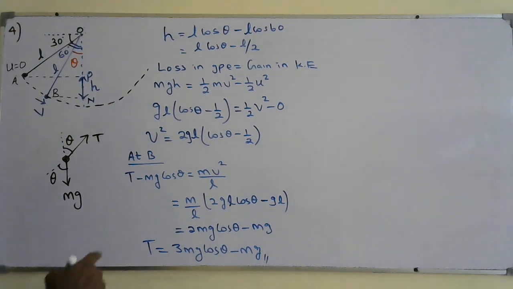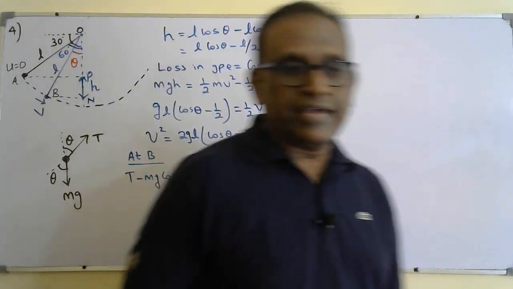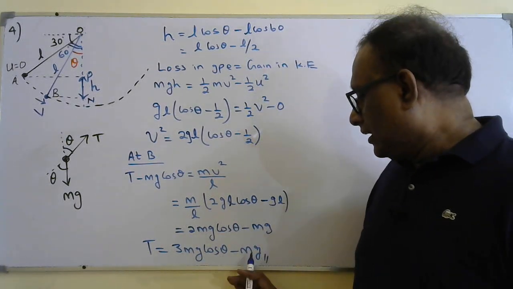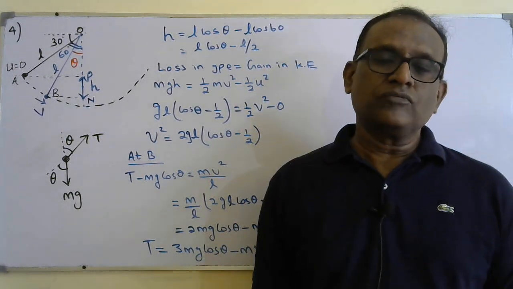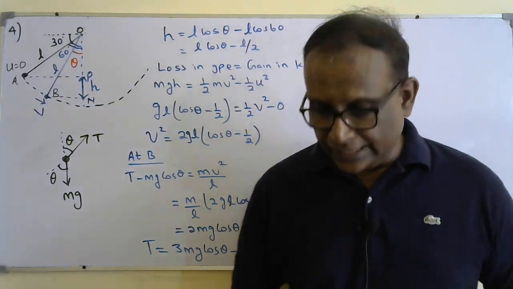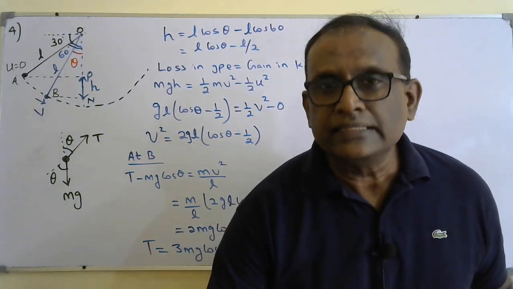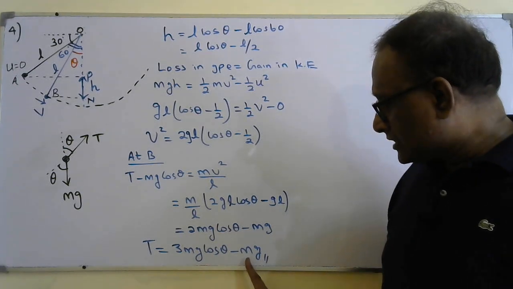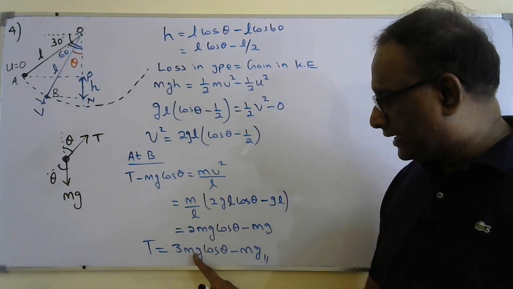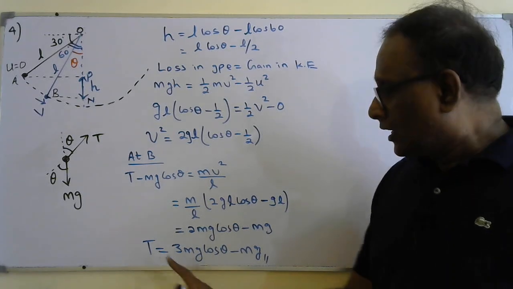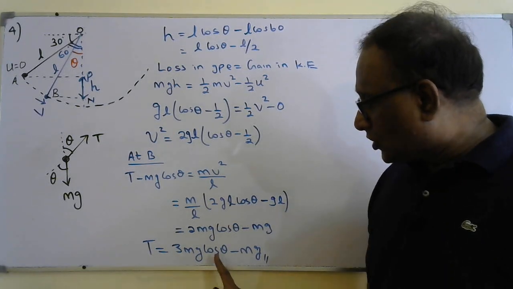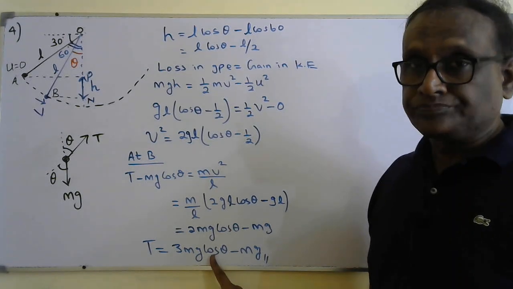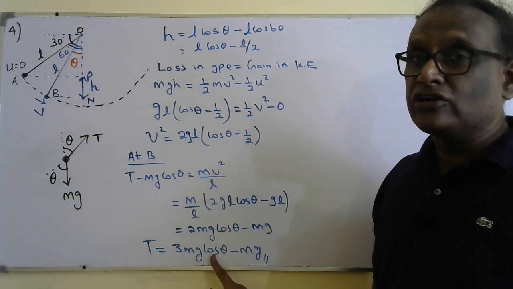Now we know that T is going to be a variable depending only on theta. So at different theta, the tension will be different. We will find the maximum T and the minimum T. Okay, so where will the maximum T occur? To get maximum T, mg is constant, 3mg is constant, only theta is the variable. So we can get the maximum T when cos theta is maximum. The maximum of cos theta is 1. That occurs when theta equals 0.